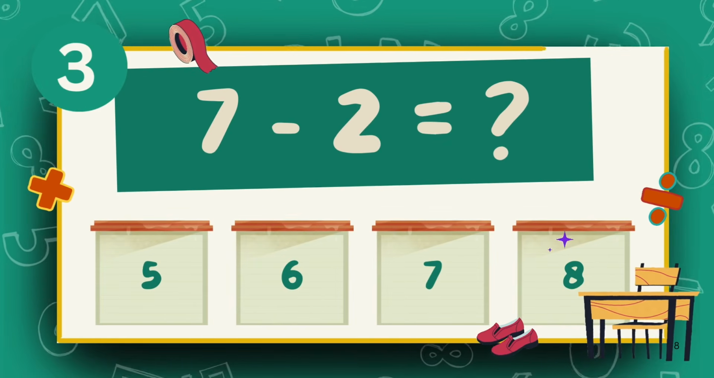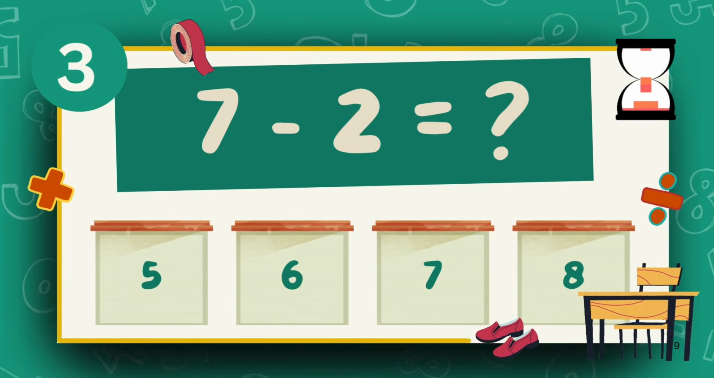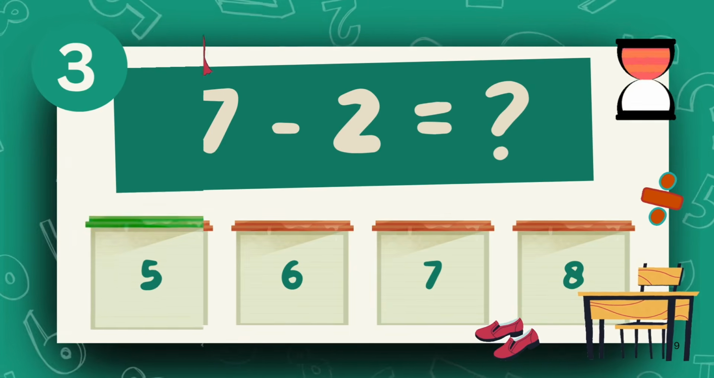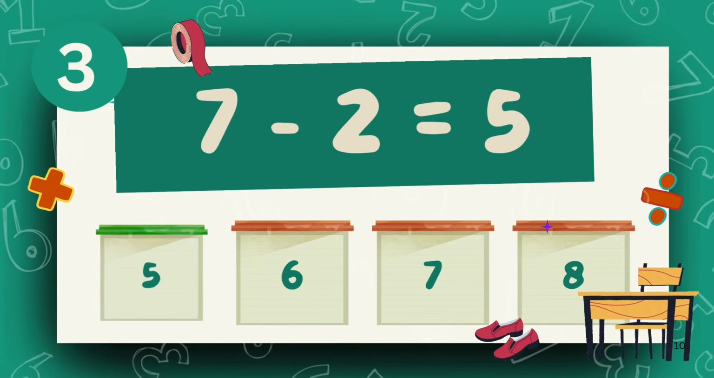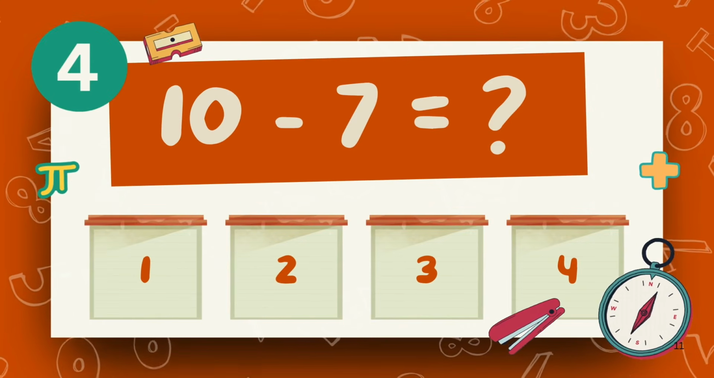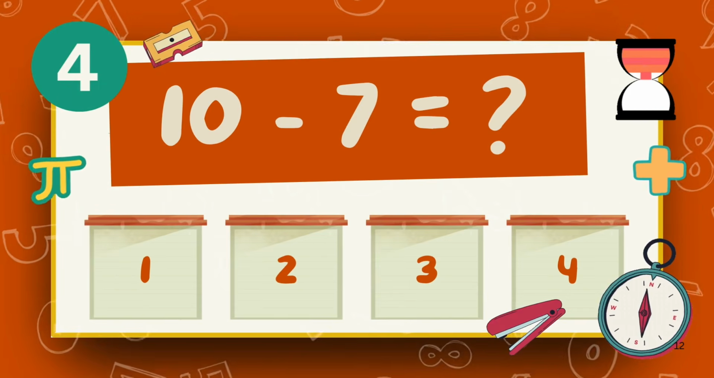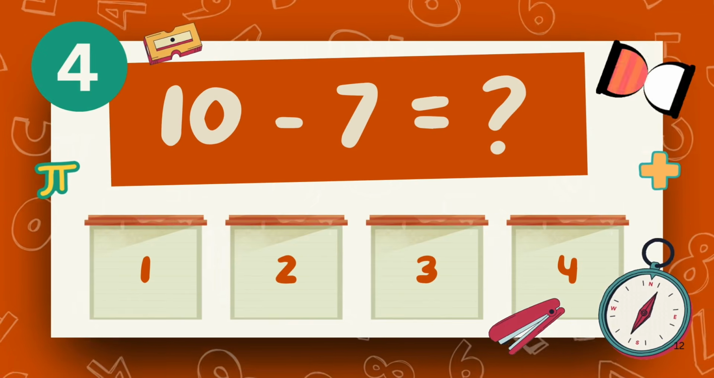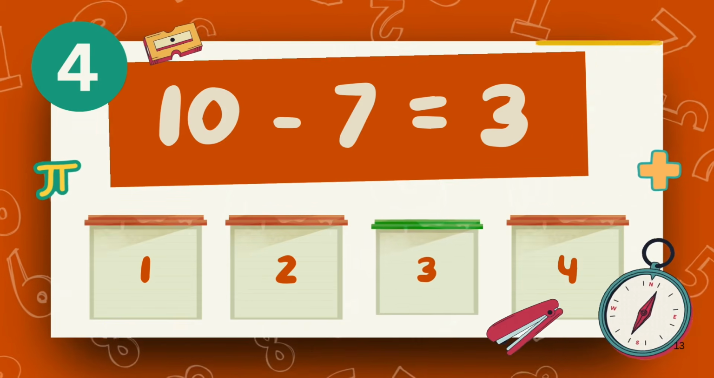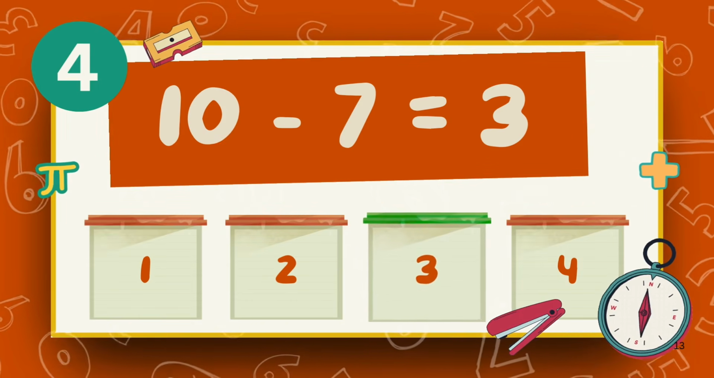What is 7 minus 2? The answer is 5. What is 10 minus 7? The answer is 3.